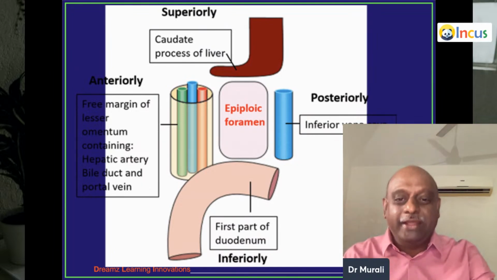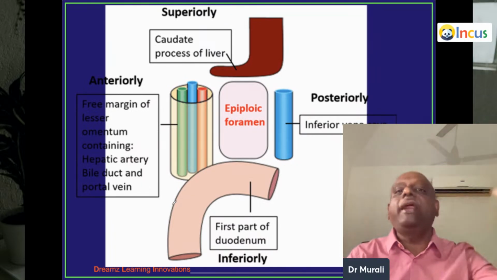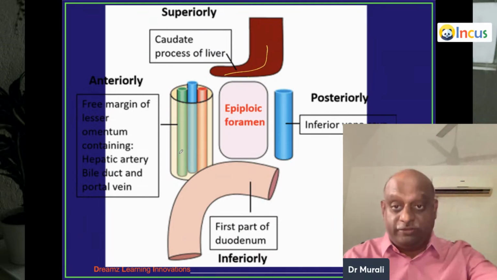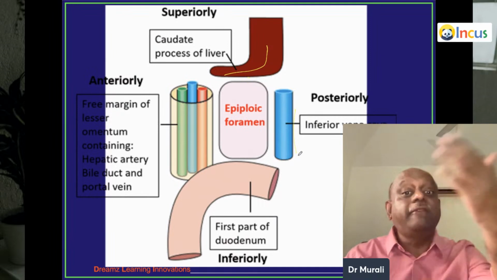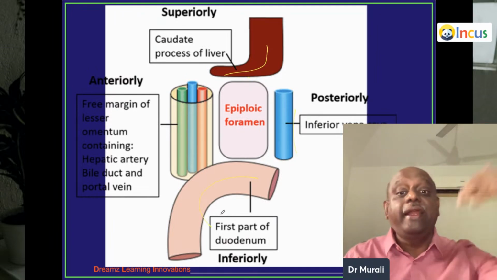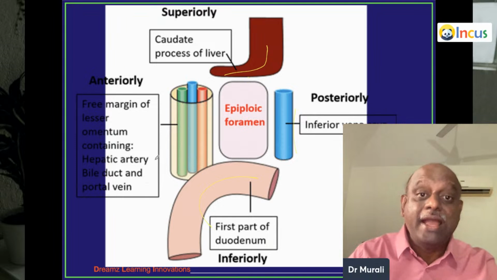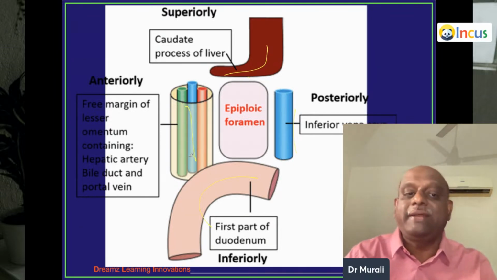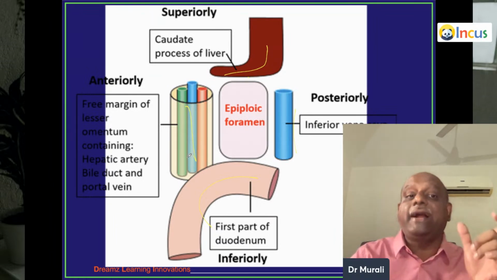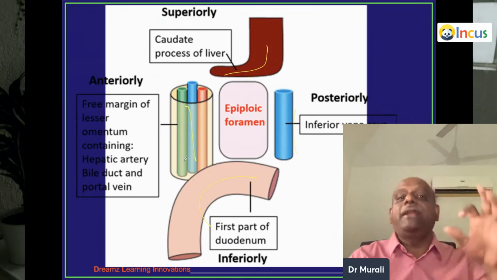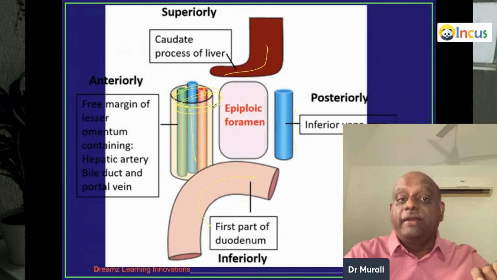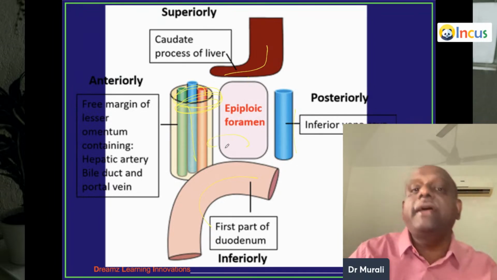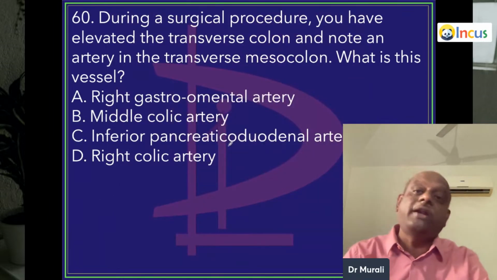So, anything about the boundaries of the epiploic foramen. Superiorly, the caudate process of the liver. Posteriorly is the inferior vena cava. Inferiorly, the first part of the duodenum. Anterior to the epiploic foramen is the free margin of the lesser omentum. And what does it contain? The triad: hepatic artery, bile duct, portal vein are within the free margin of the lesser omentum, which is anterior to the epiploic foramen, is what you need to remember.